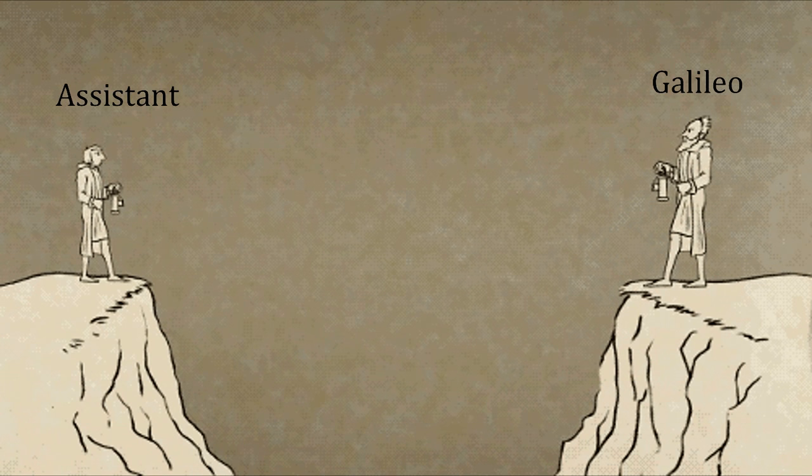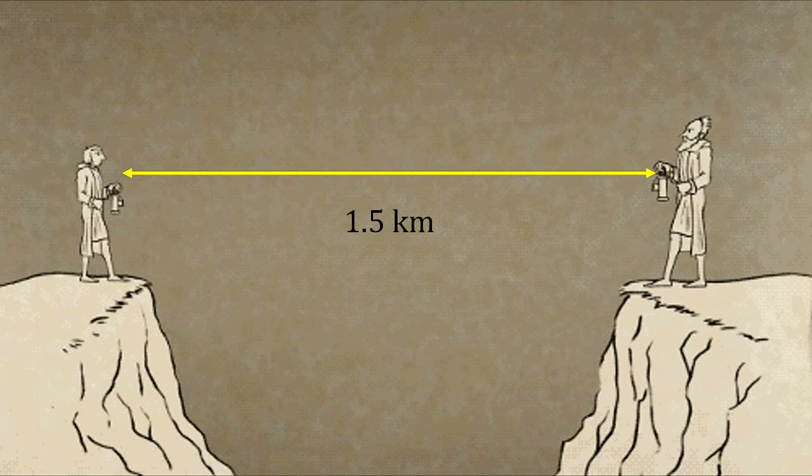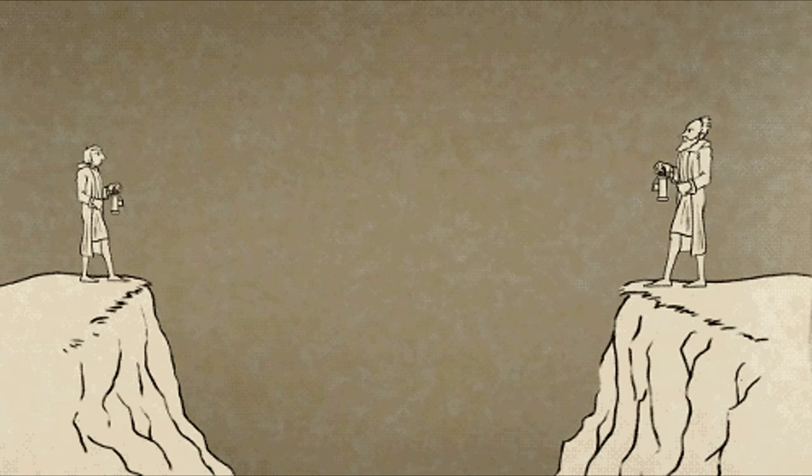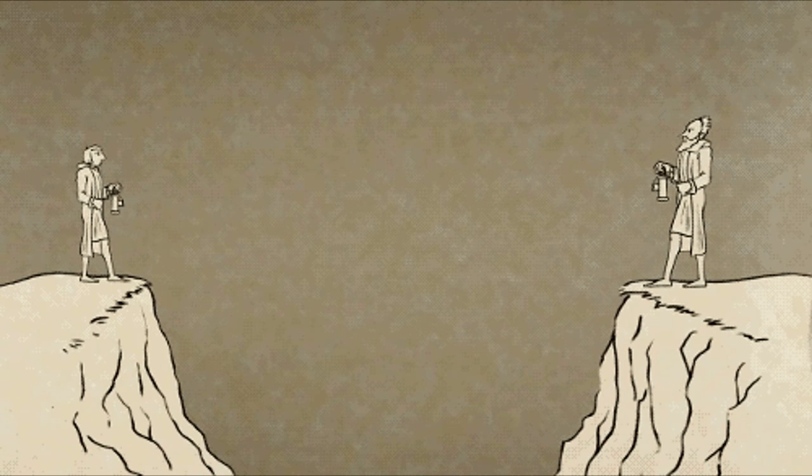He and an assistant each had lamps which could be covered and uncovered at will. They climbed to the tops of hills around 1.5 kilometers apart. Galileo would uncover his lamp, and as soon as his assistant saw the light, he would uncover his.